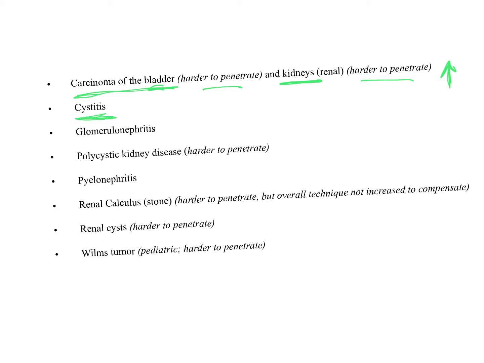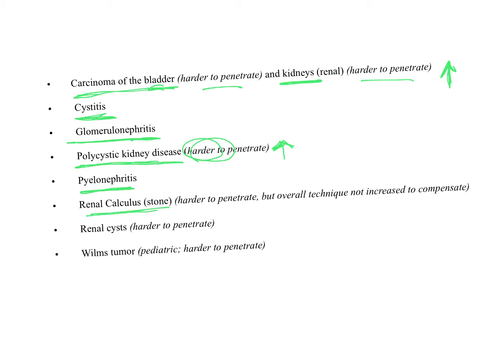Cystitis here is just an inflammation of the urinary bladder. Glomerular nephritis is an inflammation of the glomeruli, which is kind of a functional part of the kidney. Polycystic kidney disease is a little harder to penetrate, meaning it's additive, which is why we need to go up a little in technique. Pyelonephritis is a kind of inflammation with pus of the kidney and renal pelvis.